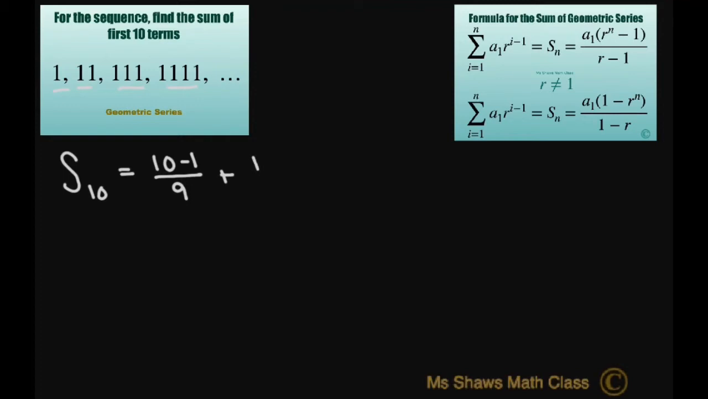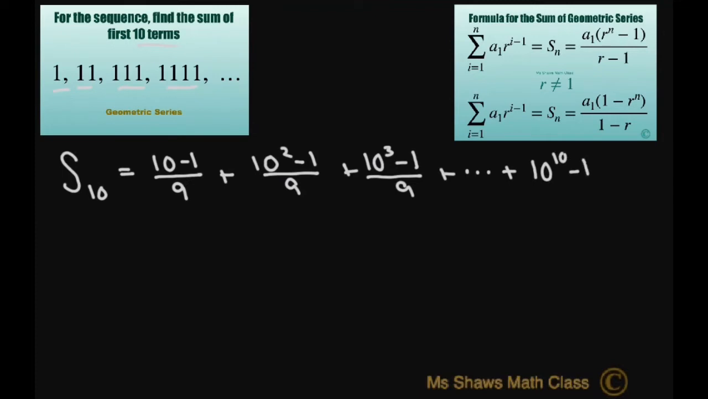The next term therefore would be 10 squared minus 1 divided by 9. Then I would have 10 cubed minus 1 divided by 9 plus ... plus, and then since we have 10 terms, it's going to be 10 to the power of 10 minus 1 divided by 9. All right, so we can see a little bit of a pattern there, and I can factor out a 1/9.